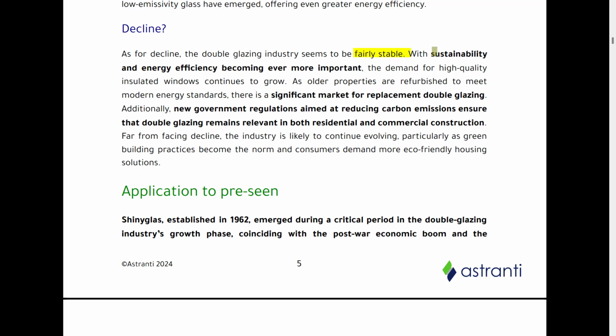We know that sustainability and energy efficiency are becoming ever more important, and the demand for high-quality insulated windows is continuing to grow. We know that older homes are being refurbished, which creates a market for replacement double glazing, and we know that governments are creating new regulations aimed at reducing carbon emissions, which ensures that double glazing remains relevant in both residential and commercial construction, and a lot of the time these windows need to be updated, which creates additional demand. Far from facing decline, it's likely to continue evolving as an industry, particularly as green building practices are becoming more and more the norm, and customers are demanding more eco-friendly housing solutions.